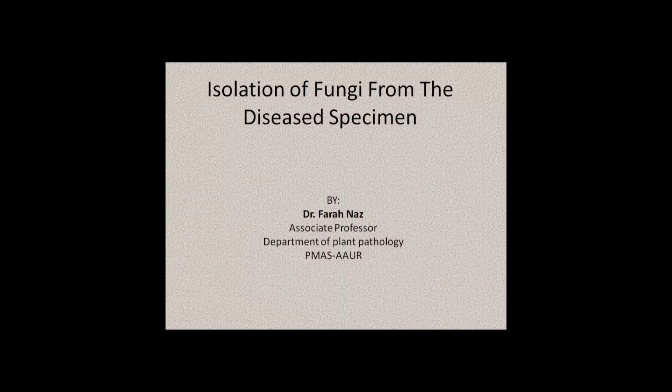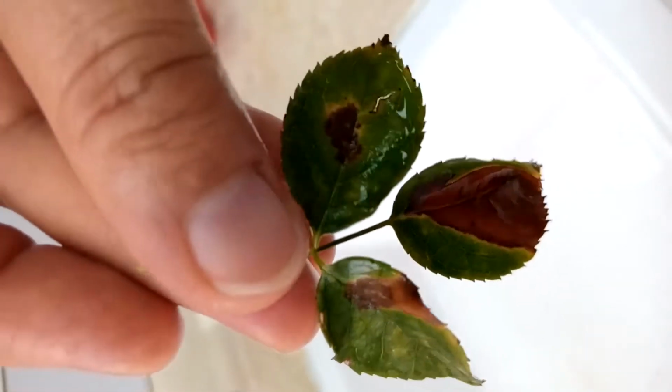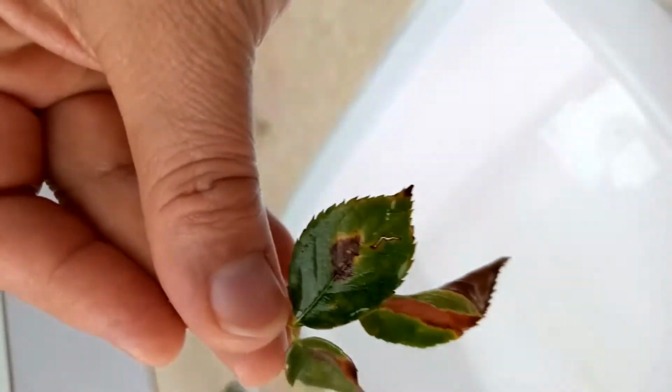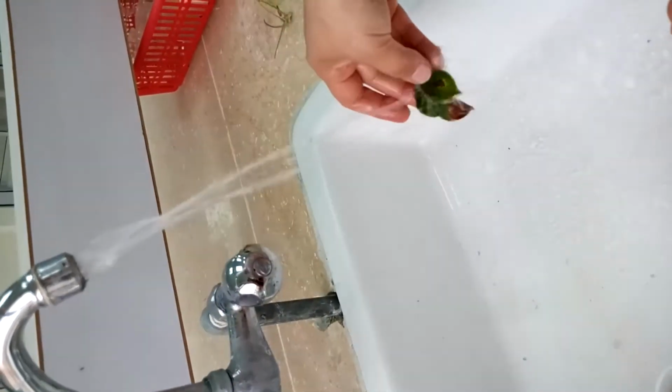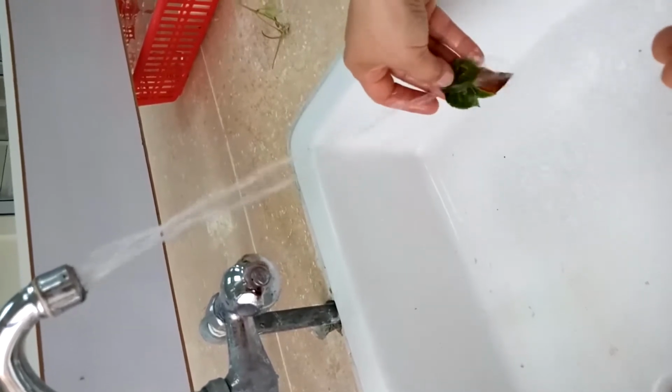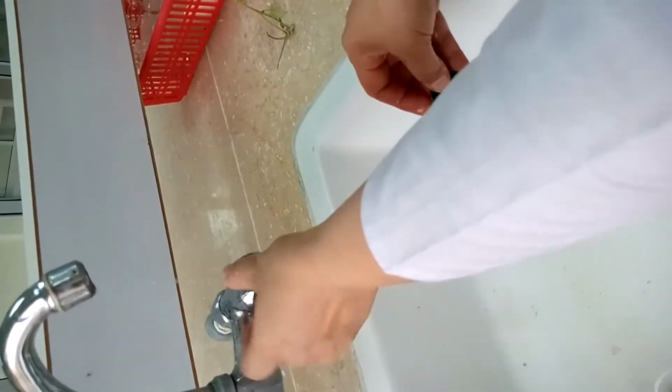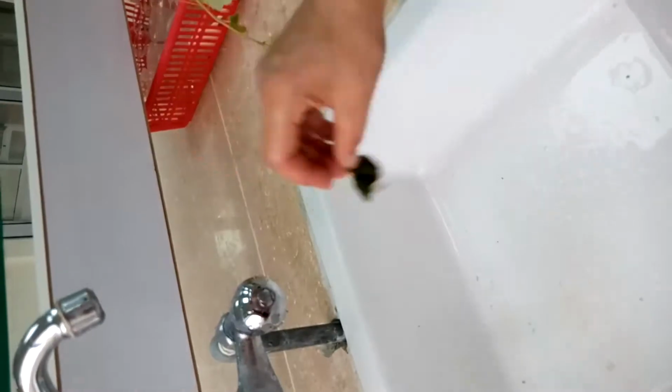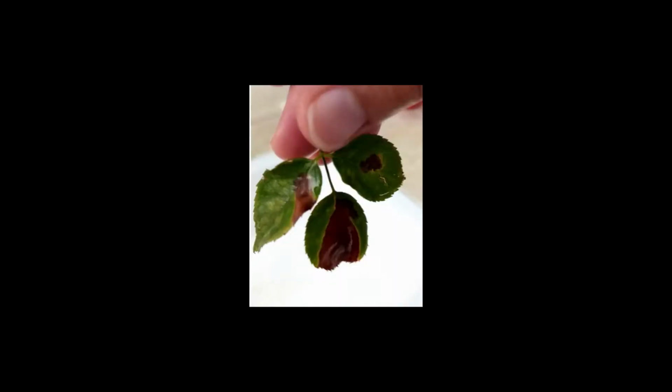Today we are going to isolate the fungi from the disease specimen. It's a rose leaf which has leaf spots on it, and we are interested in the pathogen which is deep seated inside the tissue of the rose leaf. We will wash this leaf to remove all the dirt having surface borne pathogens on it.